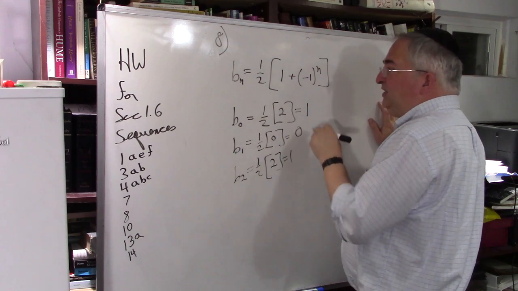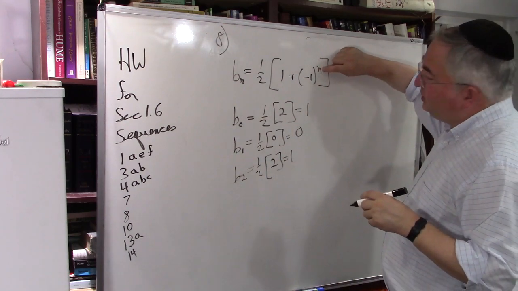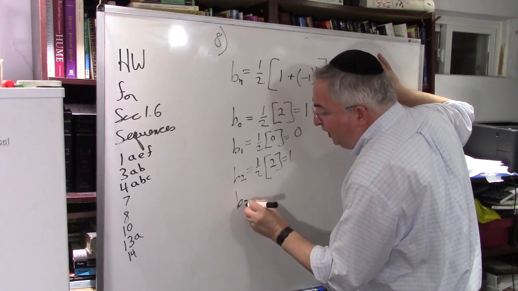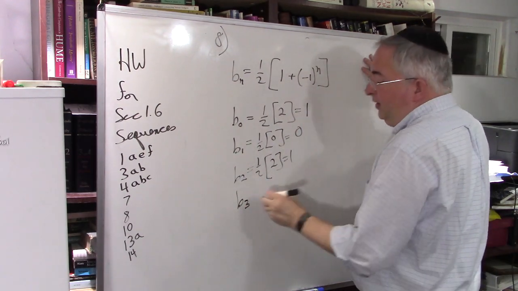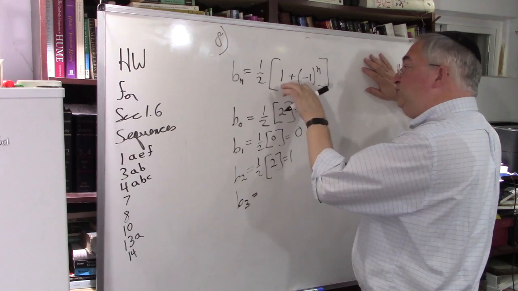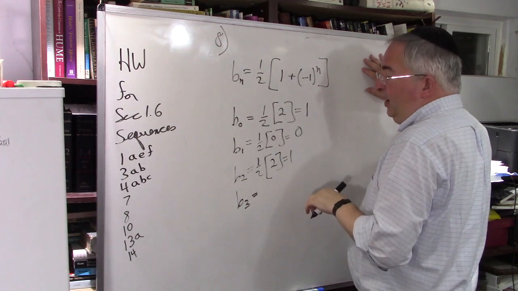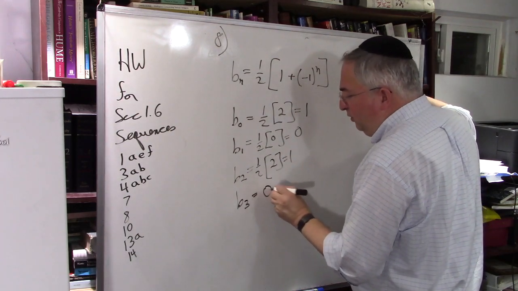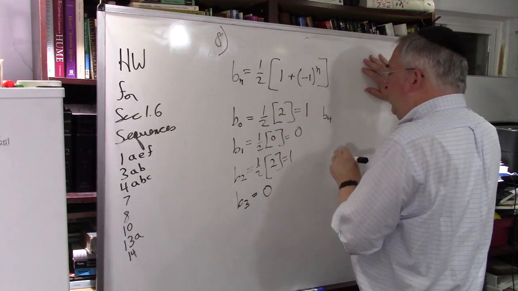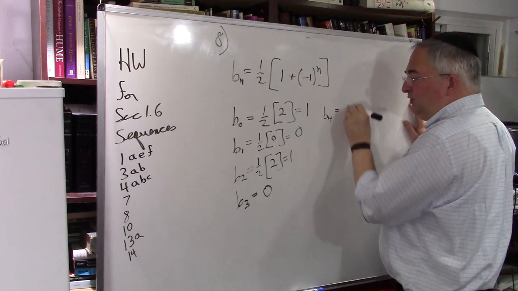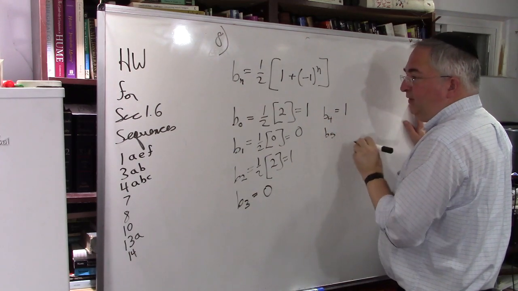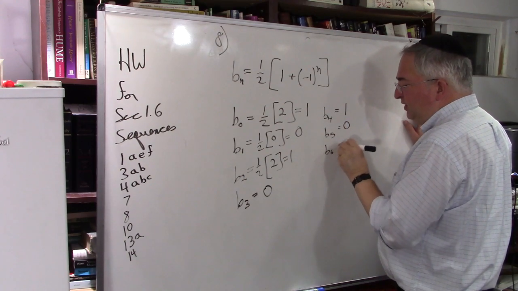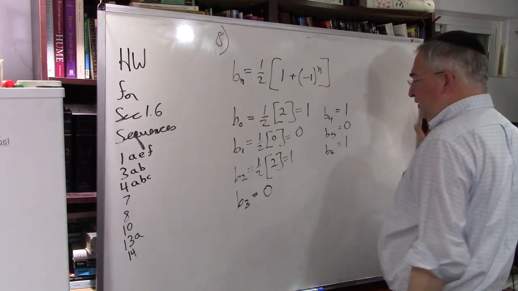Okay, basically the only thing that changes is whether this is even or odd. So for B3, this becomes odd, and so 1 plus minus 1, this becomes 0. B4, it's even, so it's 1. B5, it's odd, so it's 0. B6, it's 1. Very good.